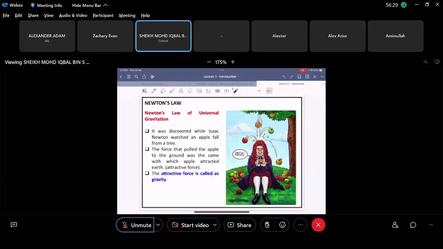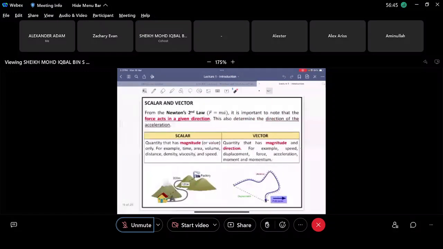It's basically just telling you about the attractive force that is called gravity. So with Newton's law of universal gravitation, whenever you have an object going downwards, you have to apply gravity onto it. Okay. Now, this is the fundamental stuff, the scalar and vector.